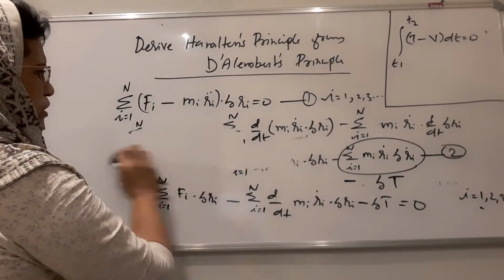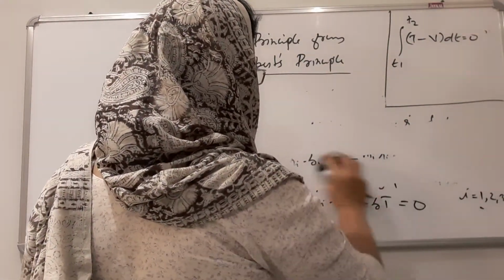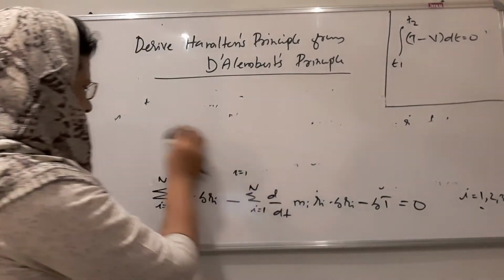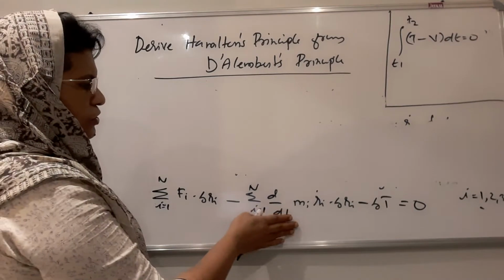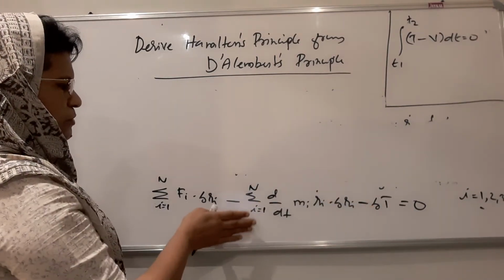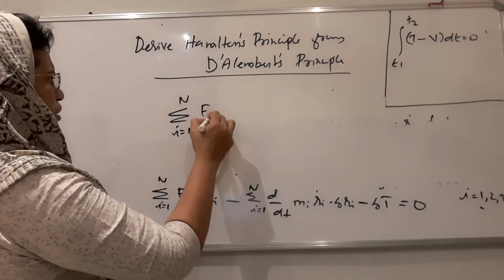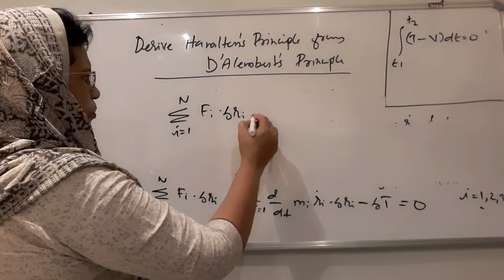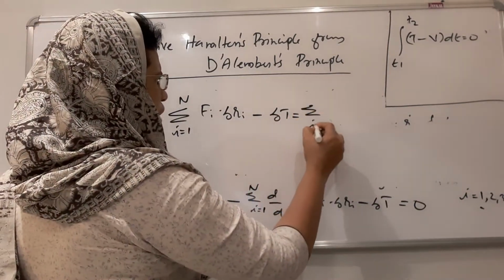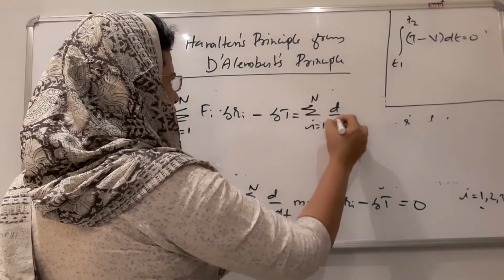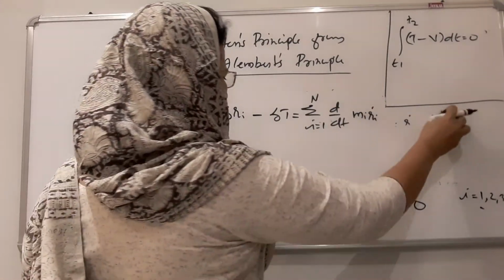Now, in this equation, we can take the second term to the right hand side and keep the remaining terms here itself. That is, sigma i equals 1 to n F_i dot delta r_i minus delta T is equal to, this is taken to the right hand side, sigma i equals 1 to n d by dt of m_i r_i dot delta r_i.